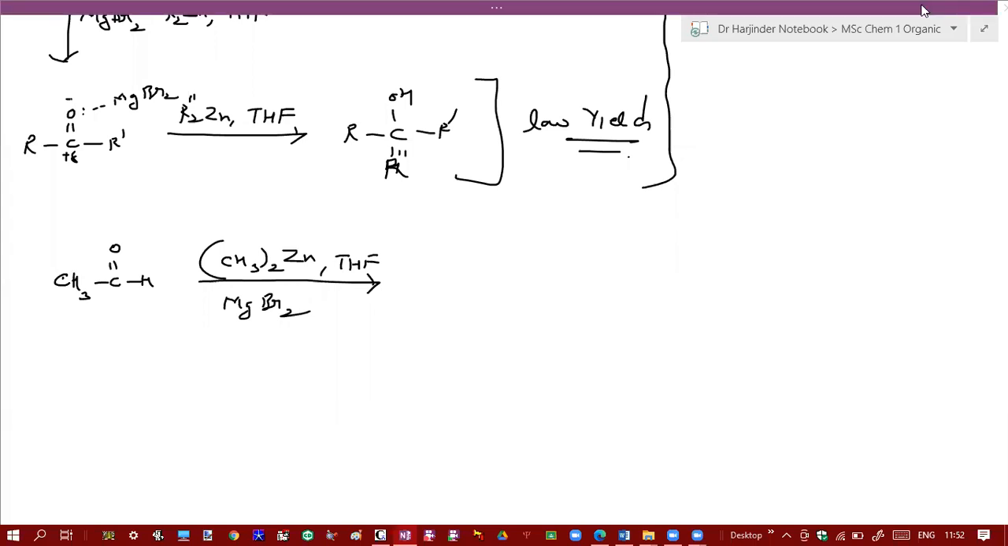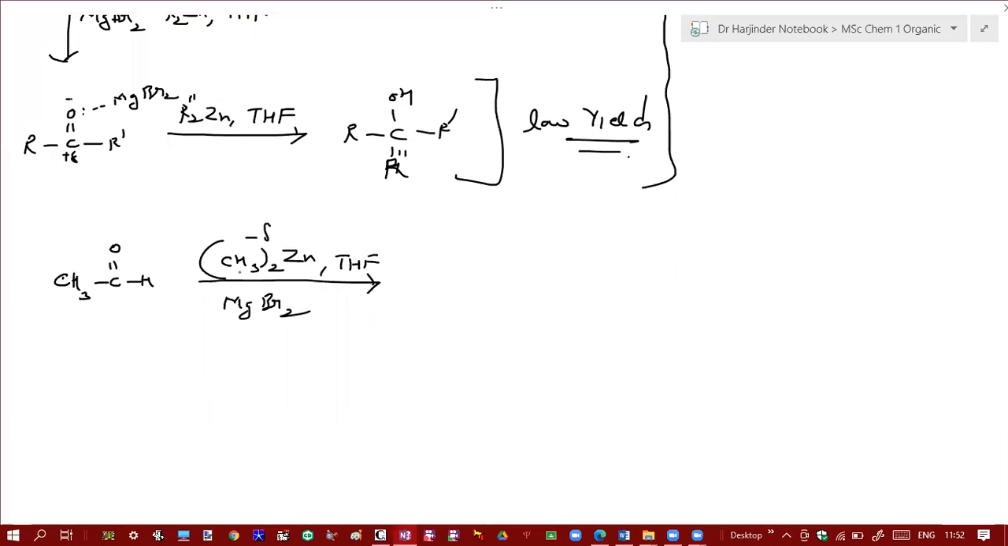So this will undergo nucleophilic addition of the methyl group in the presence of magnesium bromide, which will combine with this oxygen. So you will get CH3CHOHCH3, isopropanol, as your product. With this, I am ending this lecture. Tomorrow we will continue to discuss Grignard reagents, and then we will start with the condensation reactions.